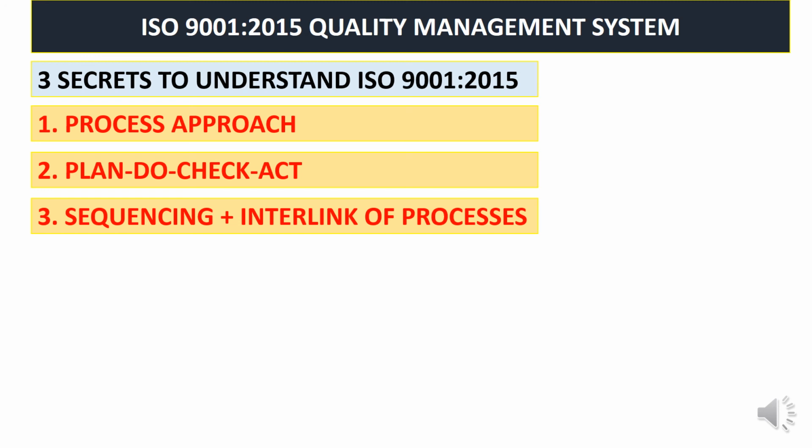Process approach stands for process, input, output. Plan, do, check, act is for anything that you are going to do. For example, if you want to make any process of QMS clauses or you are going to make any real process of manufacturing, always use the PDCA cycle and process approach. And the last one is sequencing and interlink of the processes. For details on how to use them while implementing, you can see our other vlogs also.